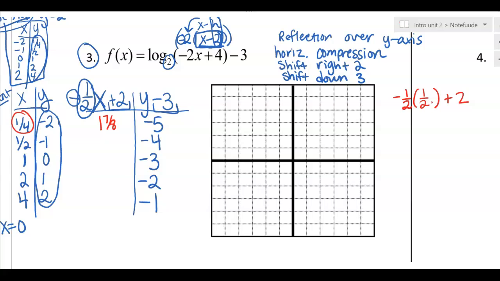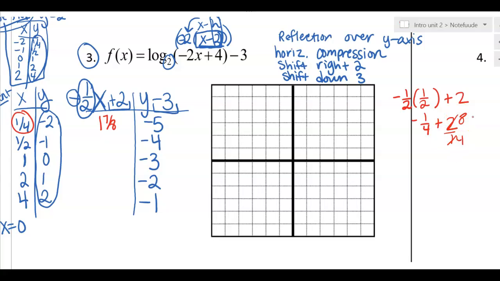So -1/2 times another 1/2 is -1/4. And again, some of you are really good at fractions, and you look at this right away and go, if I had 2 and you took away 1/4, I have 1 3/4. Okay? Others of us are like, what are you talking about? Then we're going to make this into a fraction and make it have a common denominator.